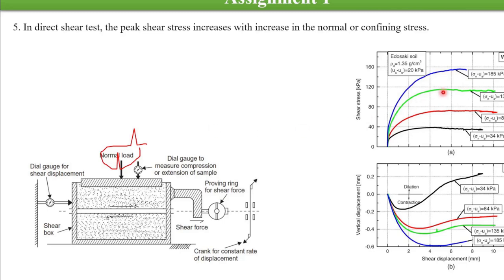From here we can say that in the direct shear test, the peak shear stress, this point, basically depends on what normal loads we are applying. So this statement can be said to be correct in that sense. The peak shear stress increases as we increase the normal or confinement stress.